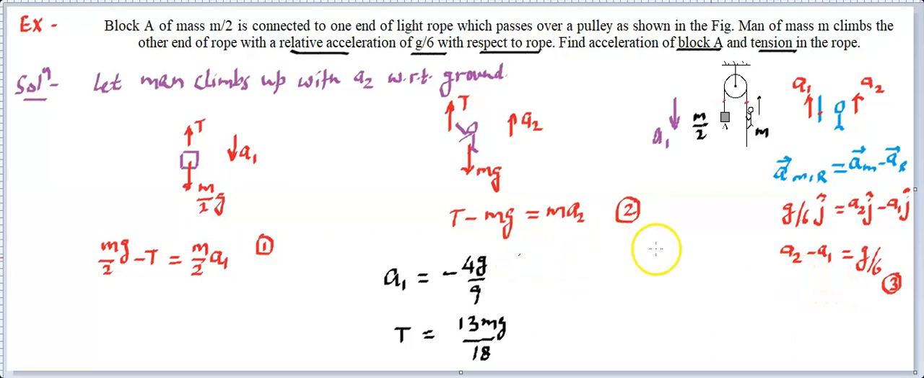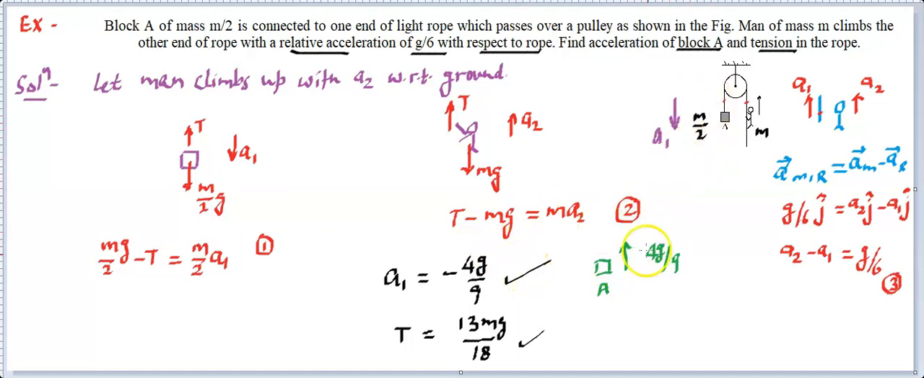What you do is add the first and second, then use the third one. You will find a1 is equal to this, a2 is equal to this. I'm writing the solution directly, so you can check your answer. So how do we interpret it? a1 is coming as minus 4g by 9. This minus sign says that the direction of a1 that we have opted for has to be reversed. So finally we will say this block A is going to move in the upward direction with acceleration 4g by 9. The sign will change the direction that we have taken into consideration initially, right?